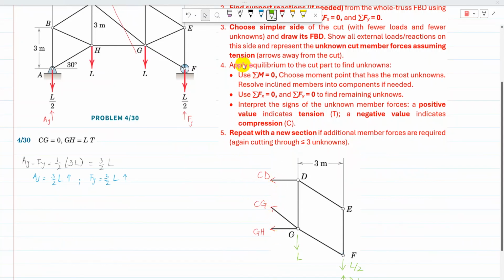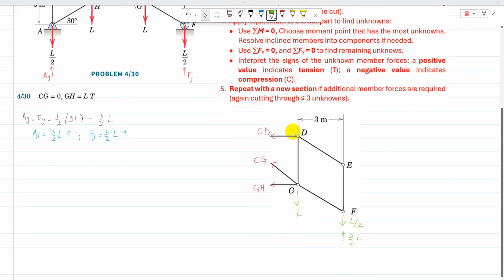Then we need to apply equilibrium to the cut part to find the unknowns. For the method of sections, we apply sigma M first and choose a moment point that has the most unknowns. One point is D, which has one unknown, and the other point is G, which has two unknowns. So I'm going to apply sigma M about G equal to 0.